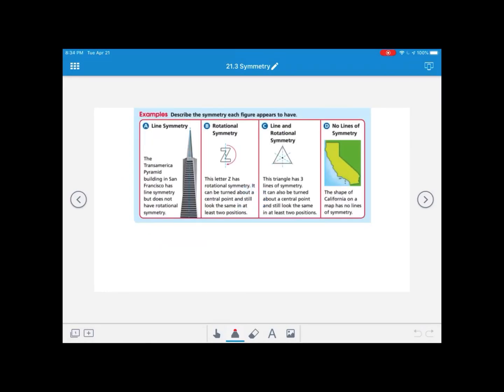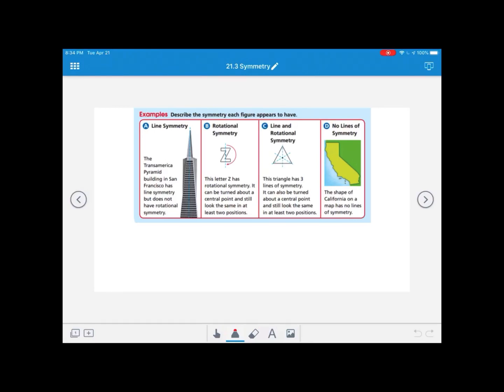All right, we're going to talk about a couple examples of symmetry in the figure. So it either is going to be line symmetry, rotational symmetry, or both. Okay, so this example is coming from your textbook. Let's take a look at this building. This building is actually in San Francisco. It's the Trans-America Pyramid Building.